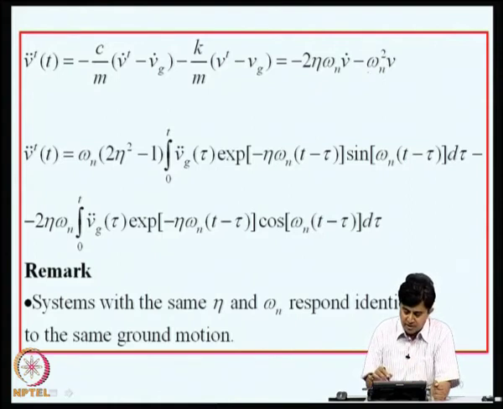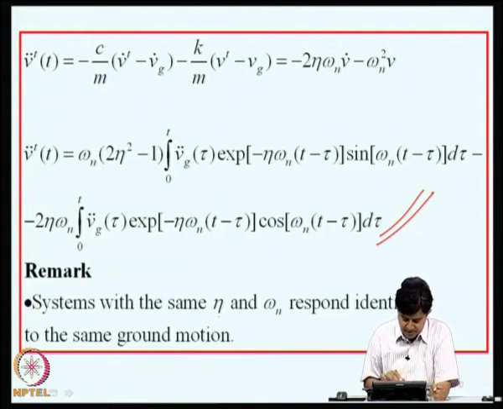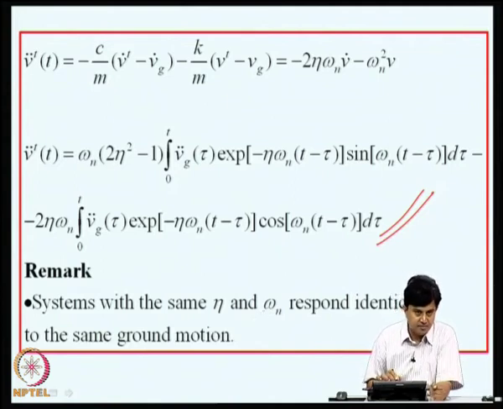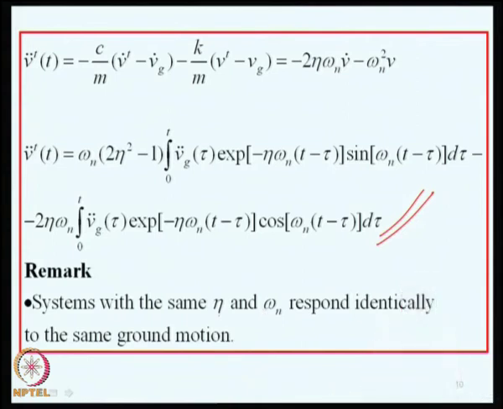So, using now the expression for v and v dot in terms of the Duhamel integral, we can get the expression for absolute acceleration. From this, we can make a simple observation that systems with the same damping ratio eta and natural frequency respond identically to the ground motions. For a given ground motion, all systems having the same natural frequency and same damping would respond identically.